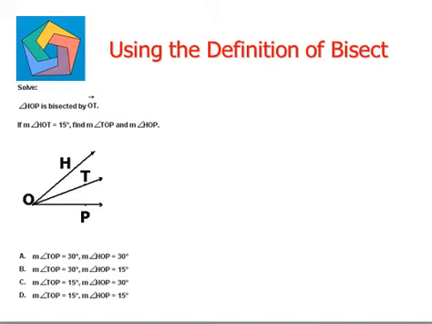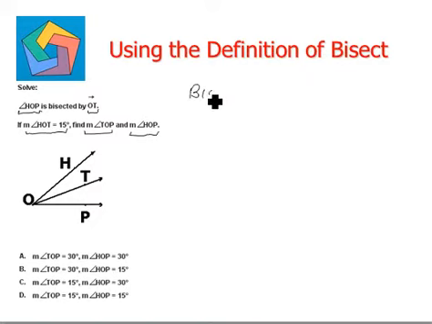The first one says solve: angle HOP is bisected by OT. If measure of angle HOT is 15, find measure of angle TOP and measure of angle HOP. Before we solve the question, let's understand what we mean by the word bisect.